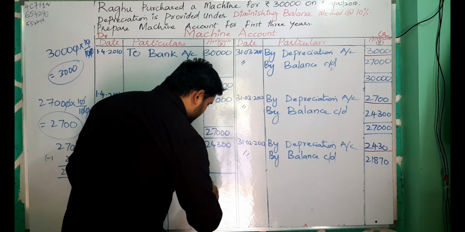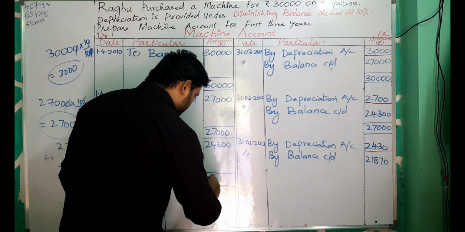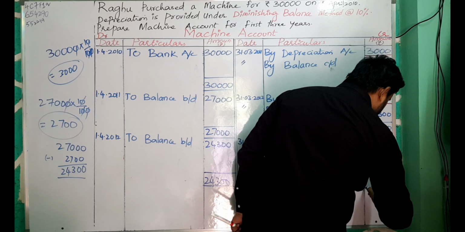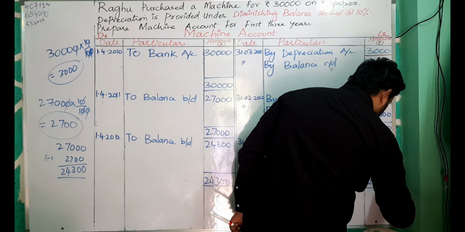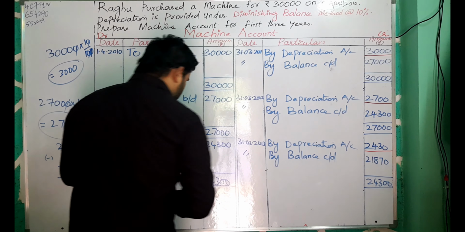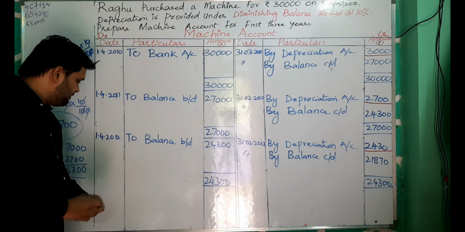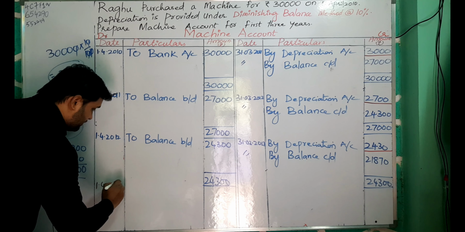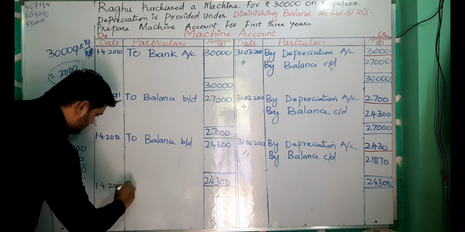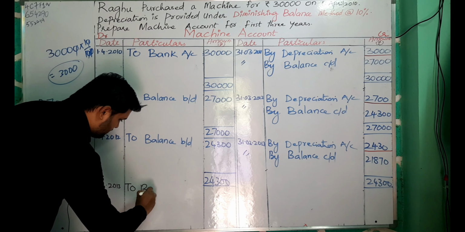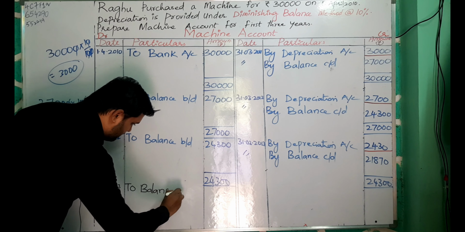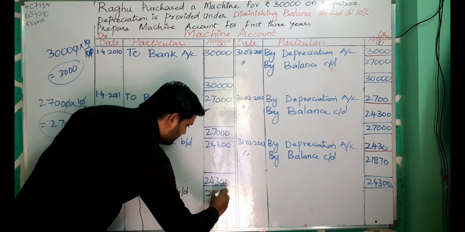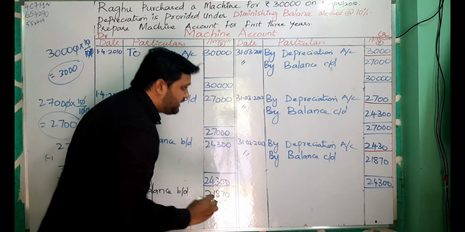Hope you understood today's problem. 24,300 is the total, and the total here is 24,300, and the answer you need to transfer here is 1st April 2013, to balance brought down, 21,870. This is your answer.